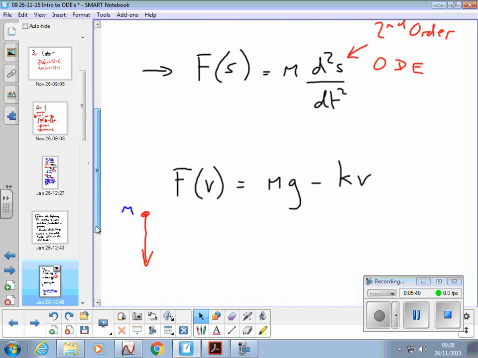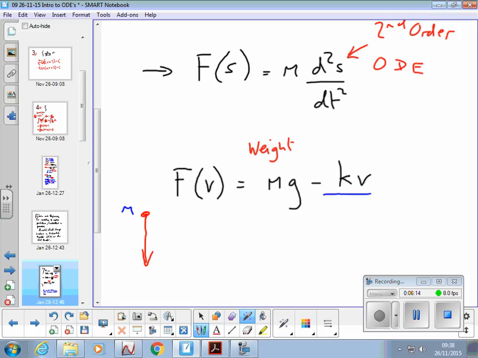Here's another one. If we consider a mass falling due to gravity, here it is coming down, and it's feeling the acceleration due to gravity, and that's this bit, mg. So this is its weight. This is gravity pulling it down. But that's not the only force it feels. It also feels this force.